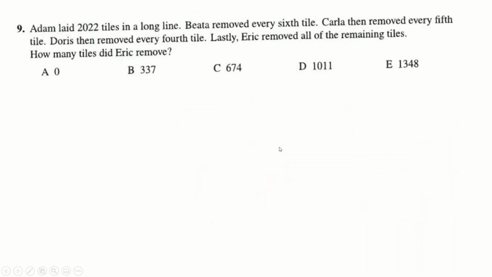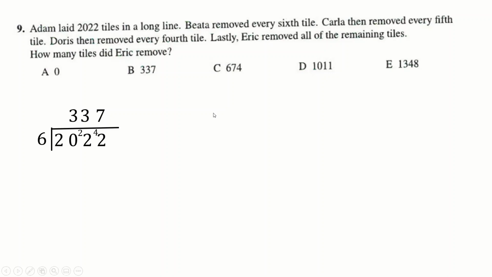Question number 9. Another question about 2022. I'm actually going to do this question in 2 ways. The way that's really obvious to do it is, well, there's the number of tiles. Remove every 6th, so you divide by 6, right? You just do a quick bus stop. 6 into 20 goes 3 with 2 left over, goes 3 with 4 left over, goes 7.